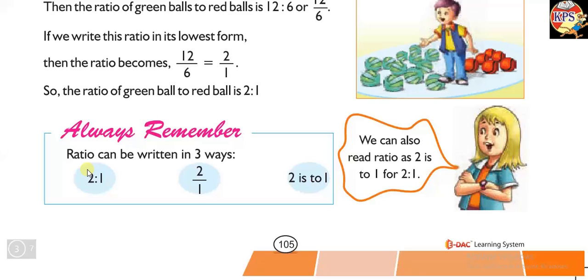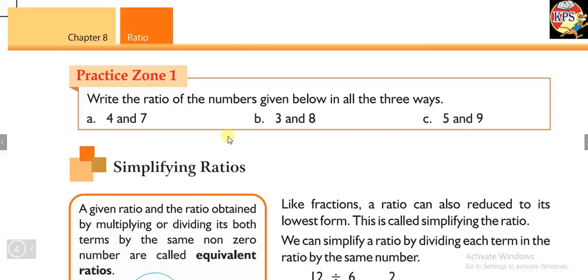In my previous video, I had explained the types of ratio, how you can write a ratio. We can write a ratio in three forms like 2:1, 2/1 or 2:2. So here you can see the practice zone first. Write the ratio of the numbers given below in all the three types. So what were the three types?